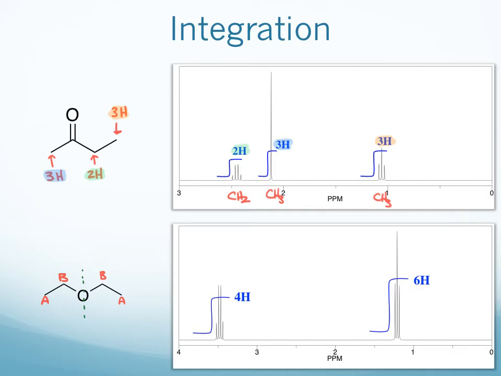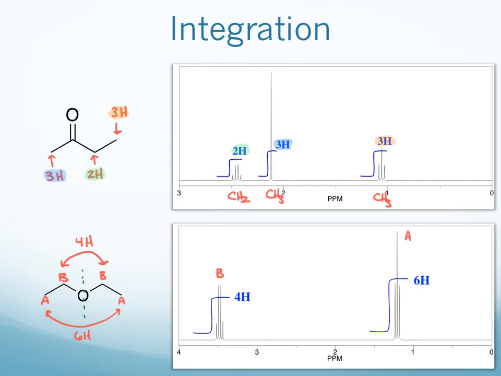So then our integration for proton type A, we have 3 hydrogen plus 3 hydrogen. That's a total of 6 hydrogen. Then our integration for proton type B will be 2 hydrogen plus 2 hydrogen. That's 4 hydrogen. So now if we look at the NMR spectrum on the right, you can see that we have for proton type B an integration for 4 hydrogen, for proton type A an integration for 6 hydrogen.